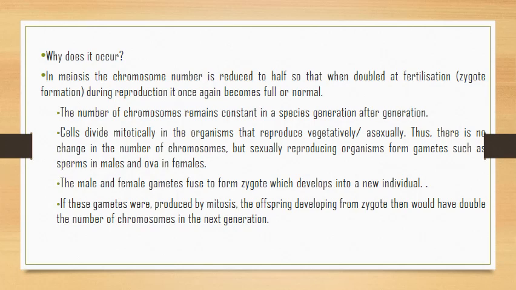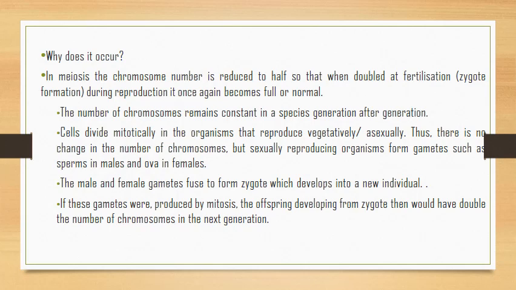Why does it occur? In meiosis, the chromosome number is reduced to half so that when doubled at fertilization, meaning zygote formation, during reproduction, it once again becomes full or normal. The number of chromosomes remains constant in a species generation after generation.